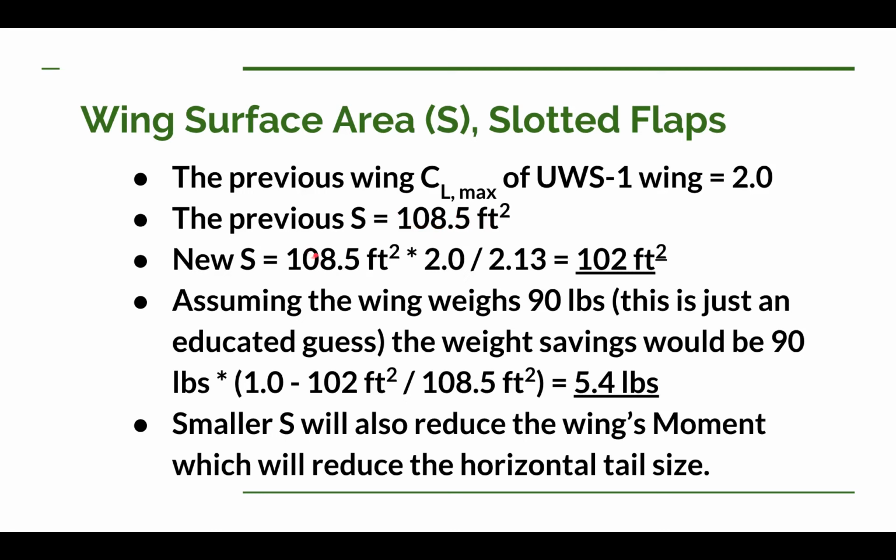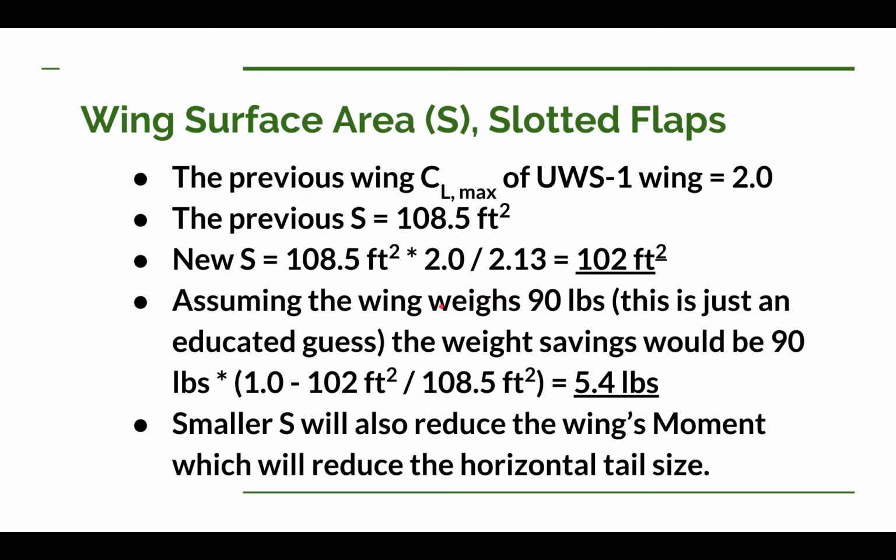Using the old wing size and old coefficient of lift, we can divide by the new coefficient of lift for the wing, and we get 102 square feet. So we saved roughly 6 square feet of wing area, so we can make our wing area smaller. Let's just assume that our 108 square foot wing weighed about 90 pounds, and this is just an educated guess from some previous wings that I've weighed.